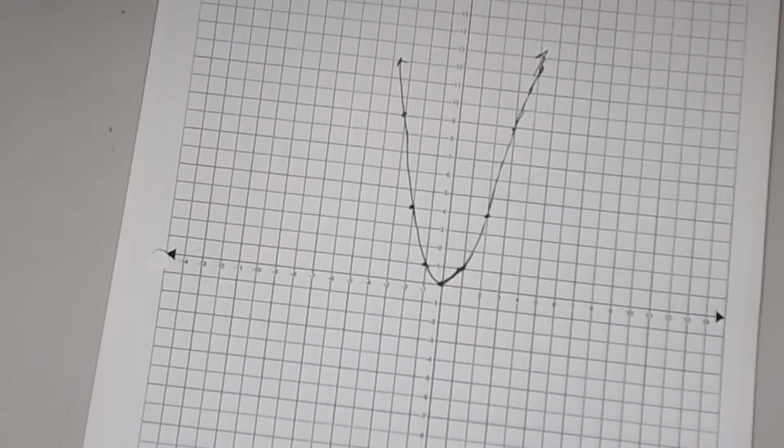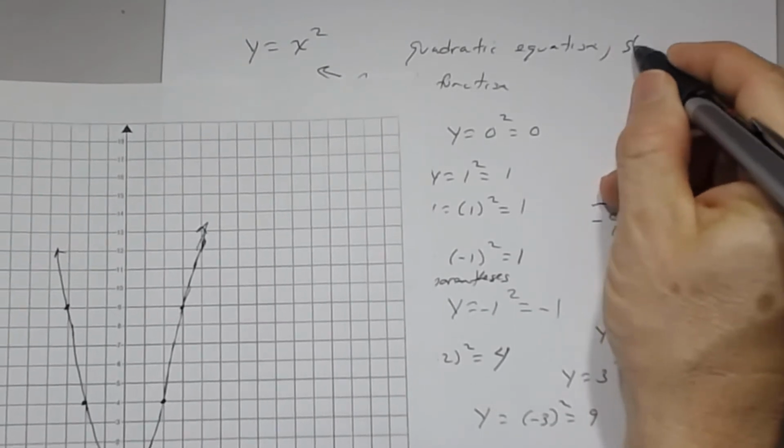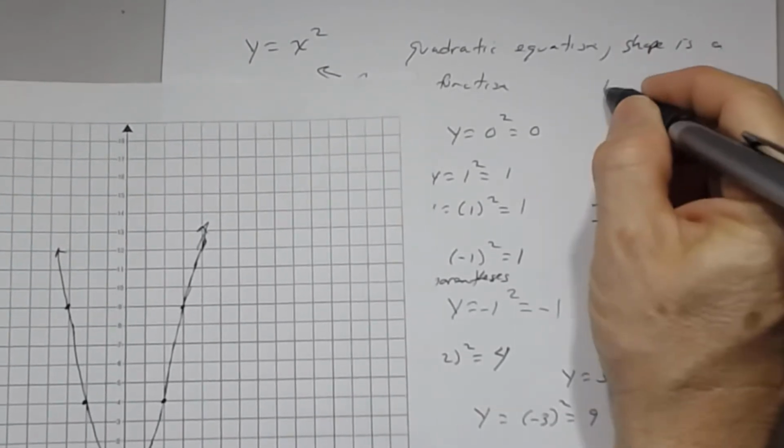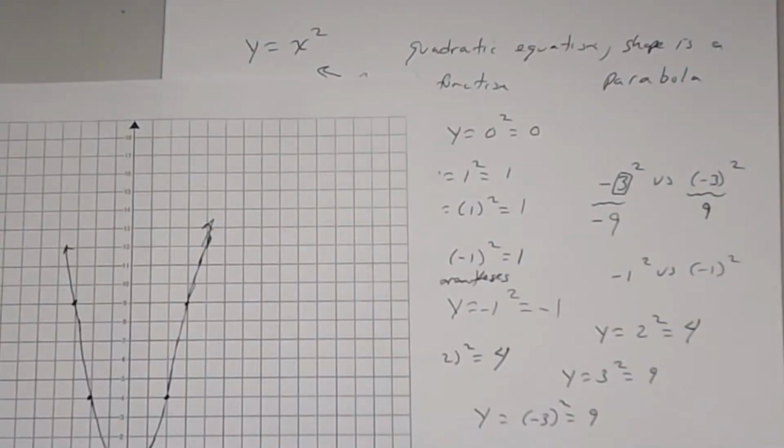Now let me talk about the name of this shape. When you have a quadratic function, a quadratic equation, the shape is called a parabola. So this is a parabola. P-A-R-A-B-O-L-A. So notice that this particular parabola opens up. The arrows are pointing up, so we say it's opening up.